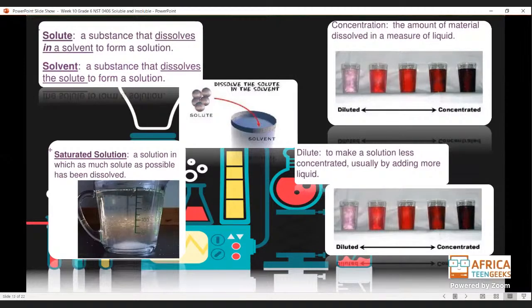A concentrated solution is when there's more solute than solvent, and a diluted solution is when there's more solvent than solute. And then a saturated solution is when there is so much solute that it can't dissolve. It becomes saturated. If you heat it up, it can eventually dissolve. Okay.